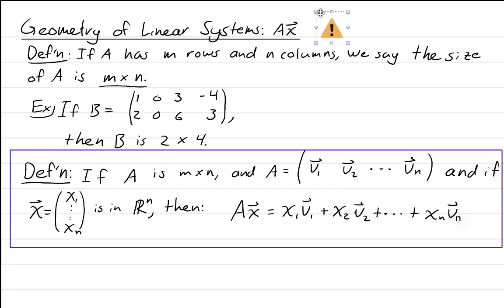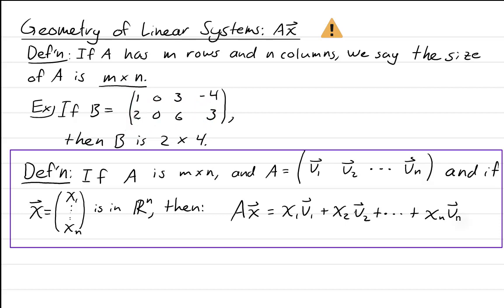First, this is a shorthand way of describing the number of rows and columns of a matrix. We say the size of a matrix is the number of rows by the number of columns it has. For example, here is a 2 by 4 matrix.